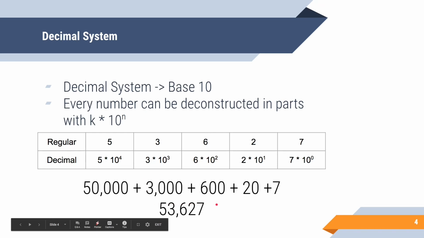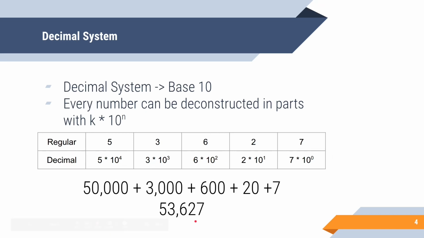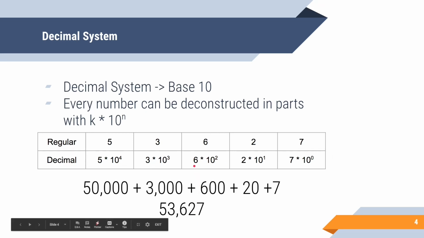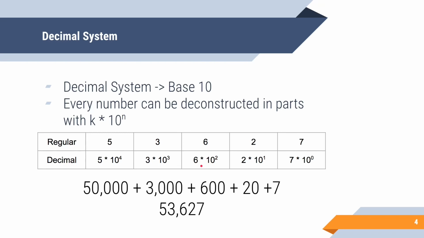All right, now we do it again. So 10 to the power of 2. 10 to the power of 2 is 100. How many 100s can we fit after removing 53,000? We have 627 remaining. I think we can fit 6 100s within 627. So we do 6 times 10 to the power of 2, 6 times 100, so 600. So we have 50,000 plus 3,000 plus 600. So we're at 53,600.